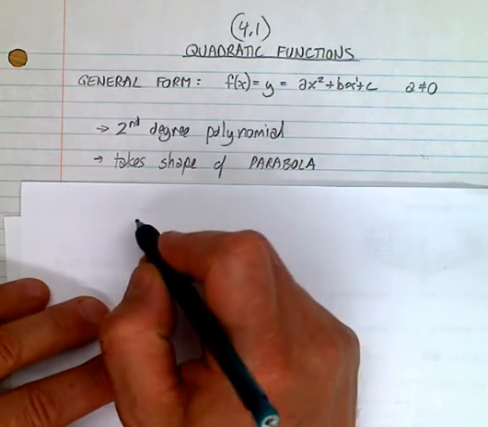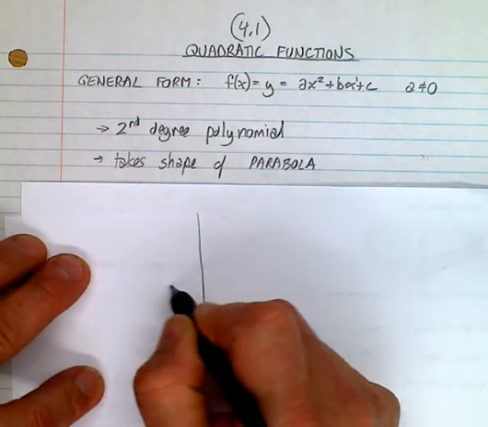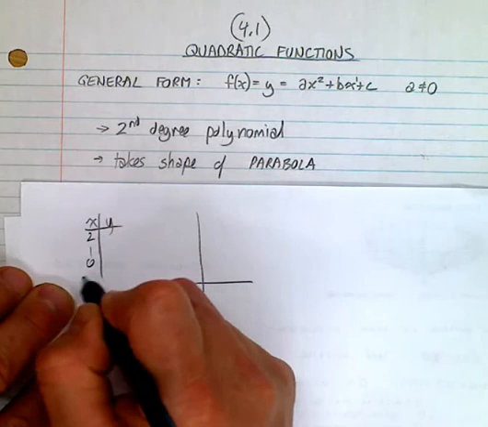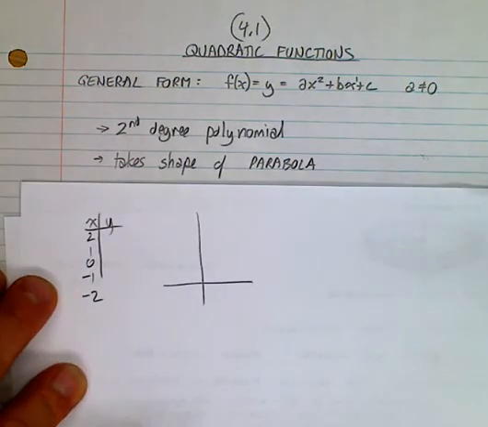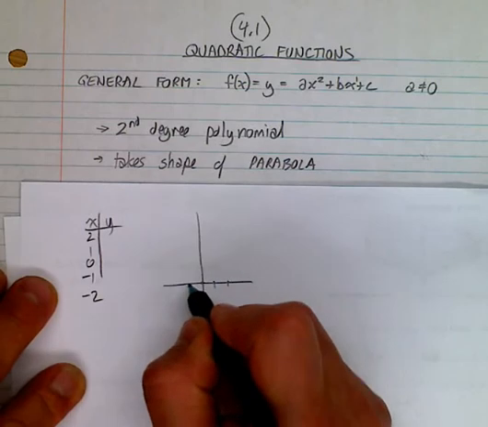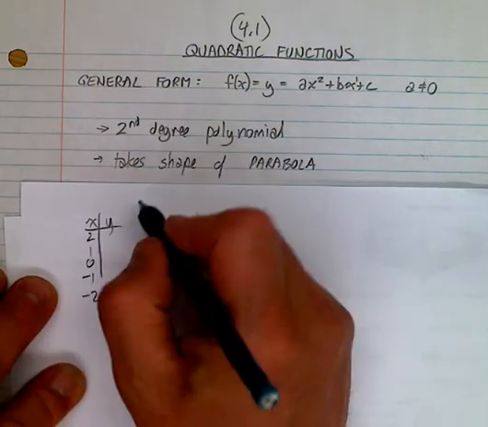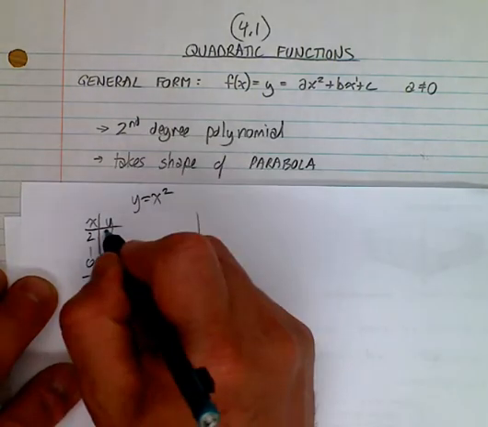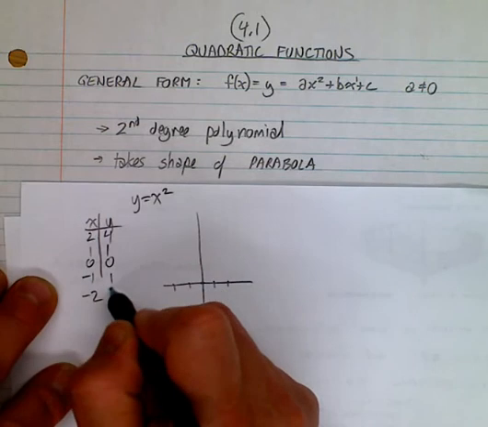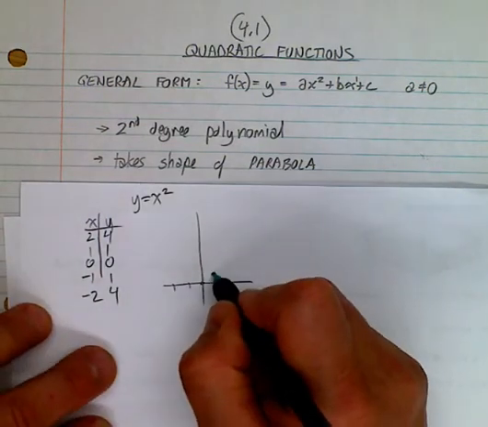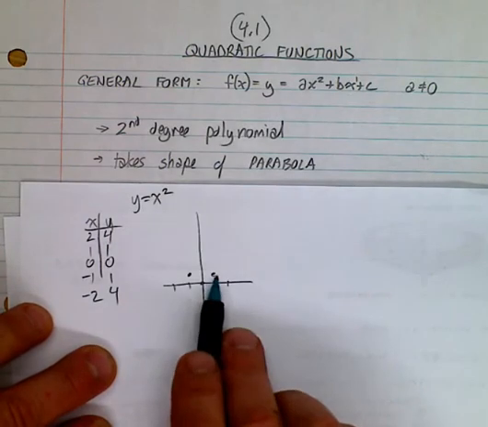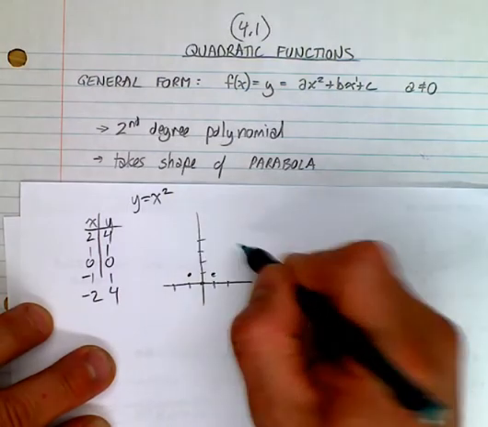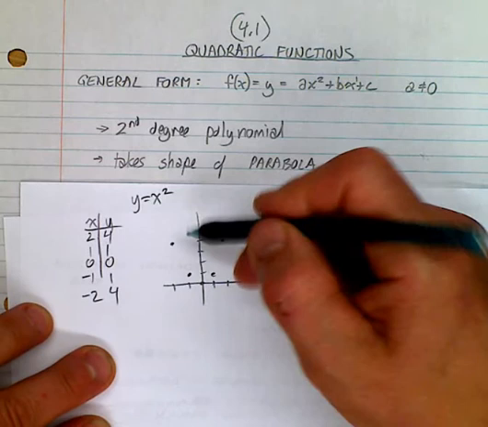Okay, now if you wanted to graph this quickly, we'd make a table of values. Let's choose our values for x: 2, 1, 0, -1, and -2. Let's look at just the most basic function, y equals x squared. 2 squared is 4, 1 squared is 1, 0, 1, 4. So we'll see that you end up having the same thing on the right side as the left side. Then we go over 2, we go up 4. So we have kind of like a big U.